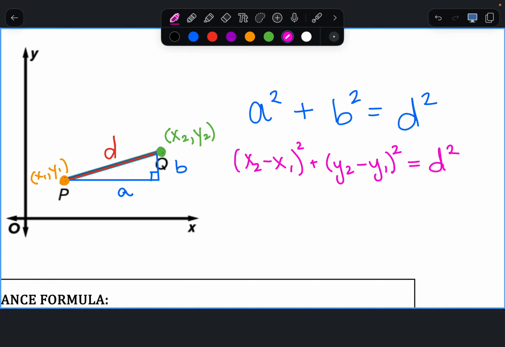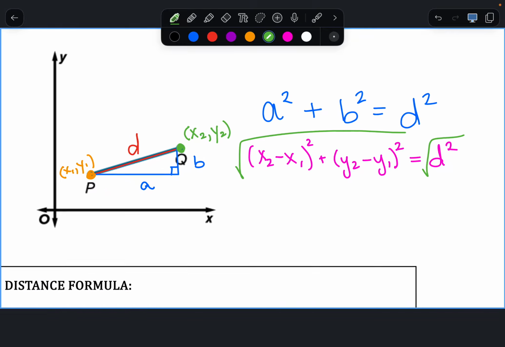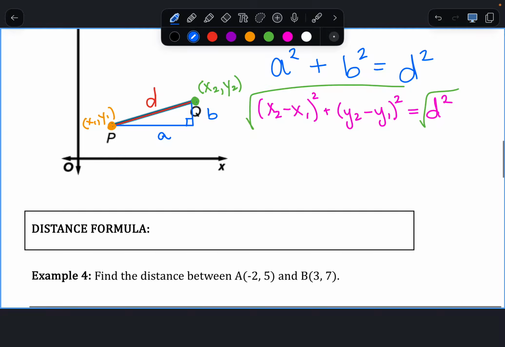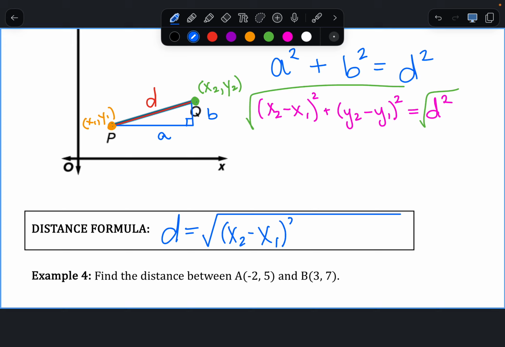And if I want just D for distance, not D squared for distance squared, how do I undo a square? You root it. Don't root it. Okay, so our distance formula, D for distance, is the square root of x2 minus x1 squared plus y2 minus y1 squared.